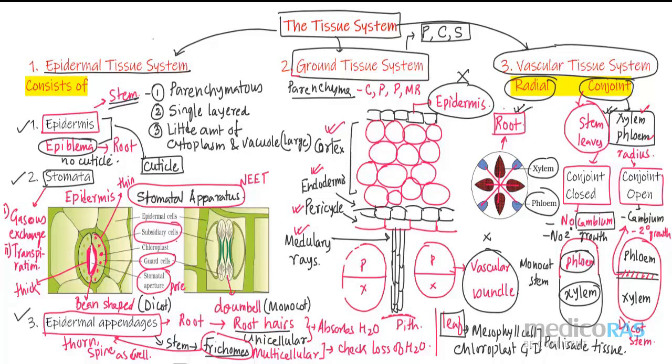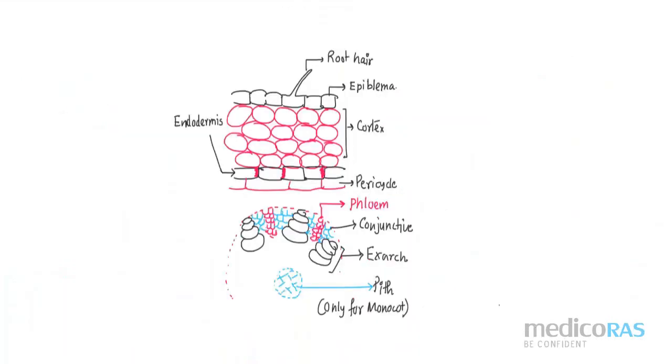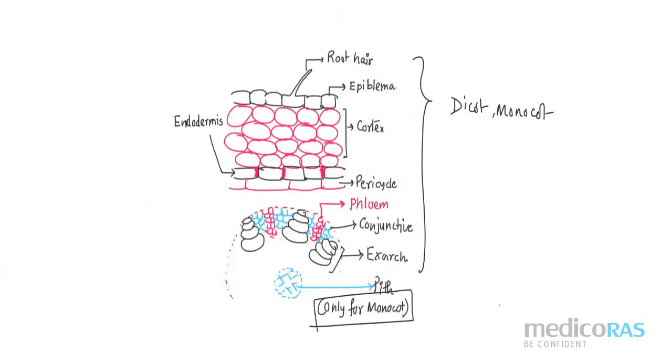After completion of tissue system, we can go for anatomy of dicotyledonous and monocotyledonous plant. The difference between dicot root and monocot root: in this case, the full structure is for both the dicots and monocot, but there is a simple difference. If you check here, this pith concept is only and only for the monocot. It is not for the dicots.